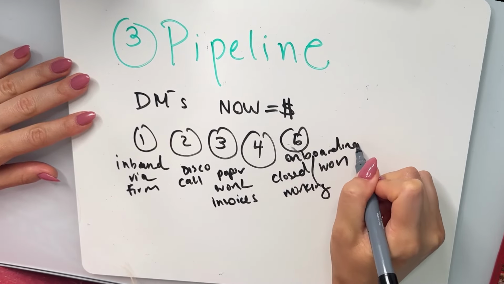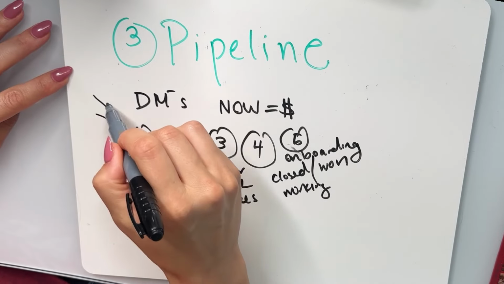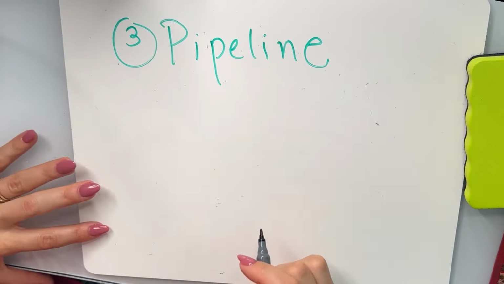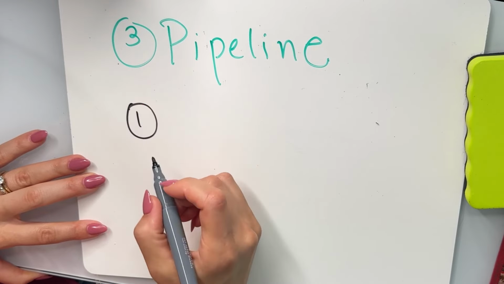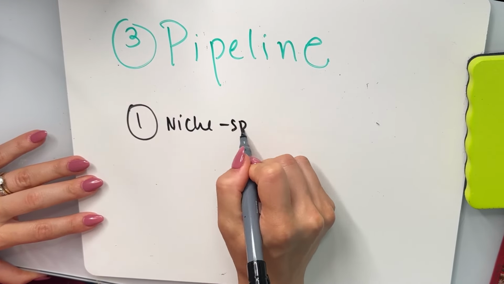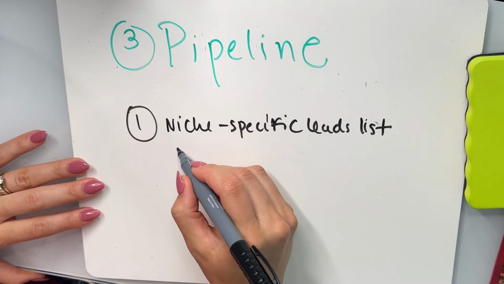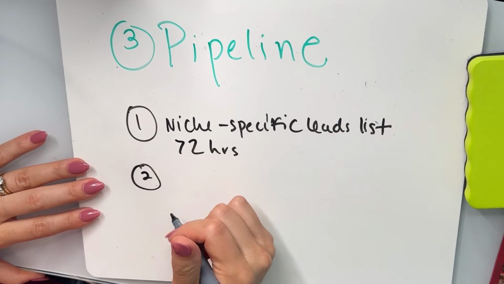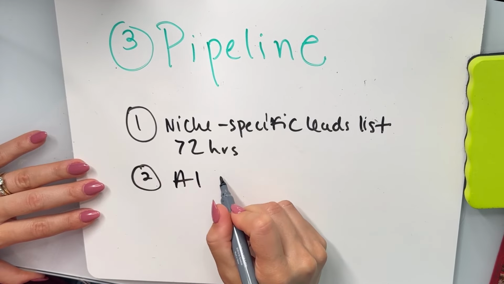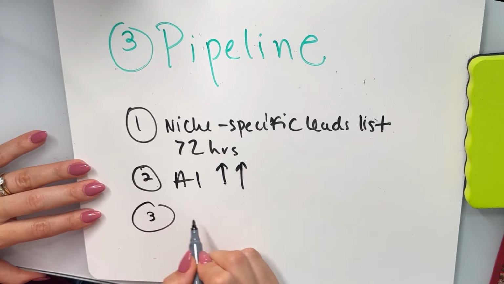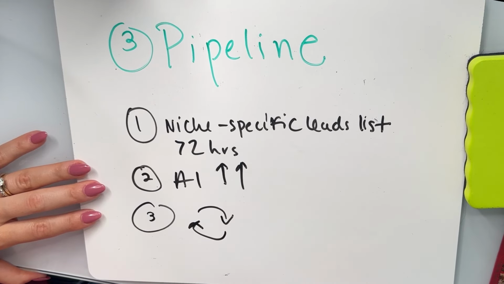Okay. Now we want to be feeding people into that first stage of our pipeline. So what we do at this phase when we focus on building a pipeline is building a niche specific leads list. It should take you less than 2 hours to do this, especially with AI. We're going to use AI to speed up the research process. And then we're going to create a process that you can repeat every month.